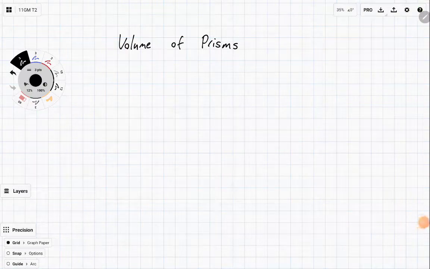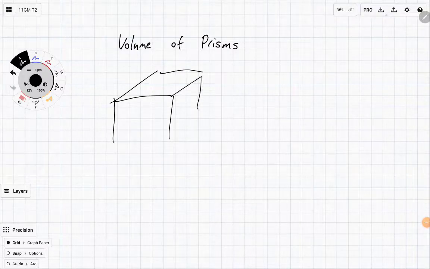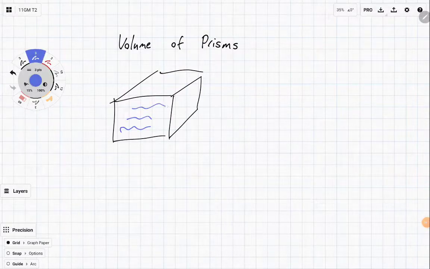Alrighty, welcome. So today we're going to be looking at the volume of prisms. Volume is a measurement of how much space is inside a three-dimensional object. So you imagine that you've got something and you want to fill it up with something like water, where you want to fill up every single bit inside it. That's the purpose of volume.